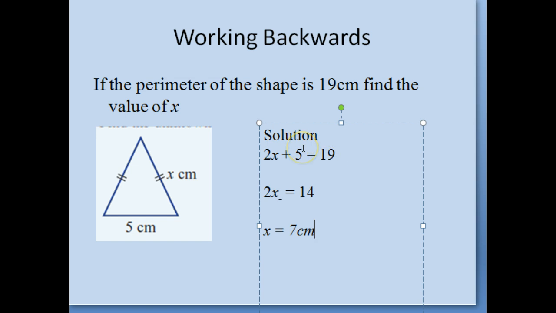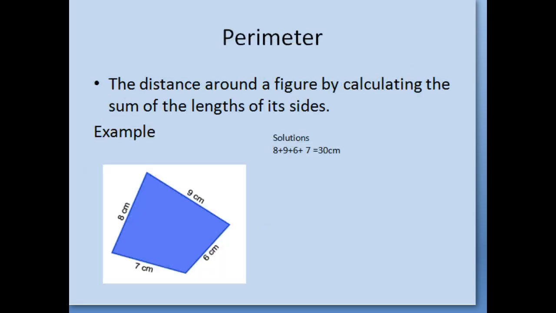So you can go both ways with perimeter. You can either work forwards by adding them together, or you can work backwards with a little bit of algebra. Now, if this one here is not making too much sense, that's fine. I'm going to go over it again tomorrow.